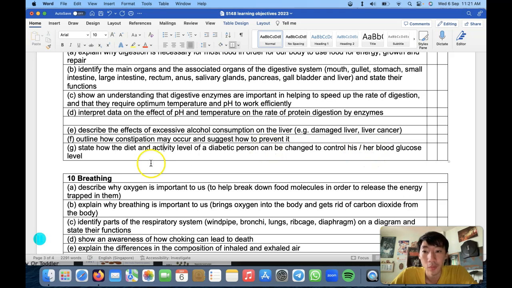If a person has a very poor diet that's high in sugars over a long period of time, the body becomes insensitive to the effect of insulin, that hormone. And so the person becomes a diabetic. He gets the disease called diabetes. So how does that affect him? Firstly, he's not able to control his blood glucose level.